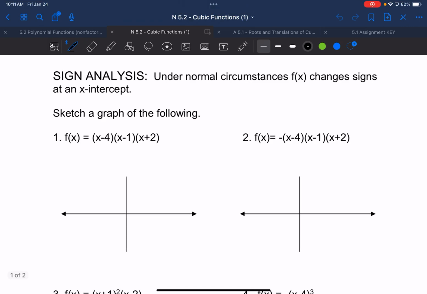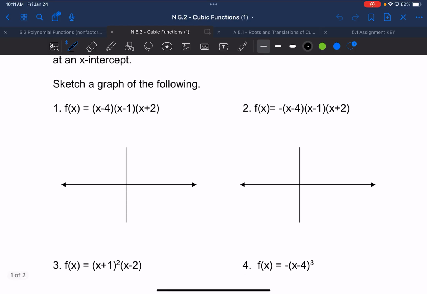f of x is going to change signs anywhere you have an x-intercept. Or in other words, it'll go from being on one side of the x-axis to the other side, right? When you have a 0, that's where it's touching the x-axis, usually going to the other side of it, right? Like crossing across it or something like that. So they want us to sketch the graph below.